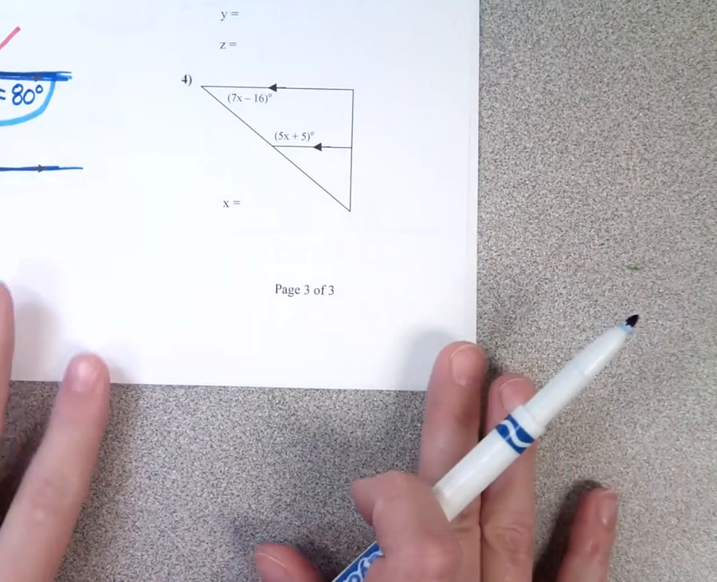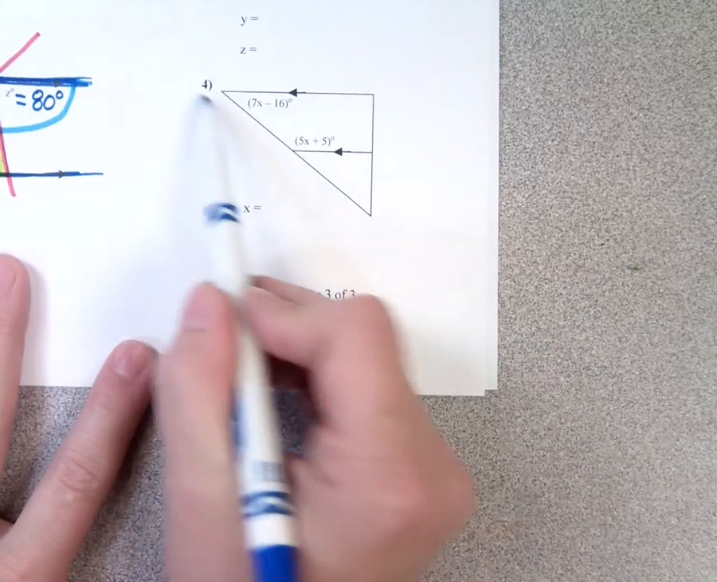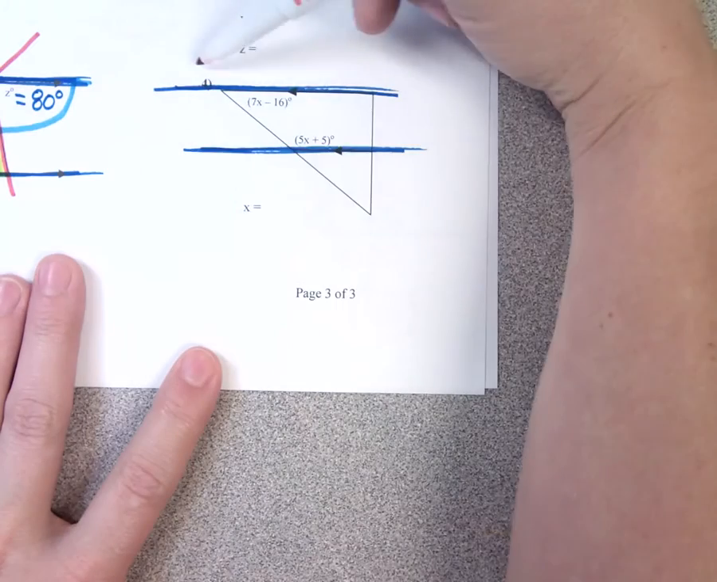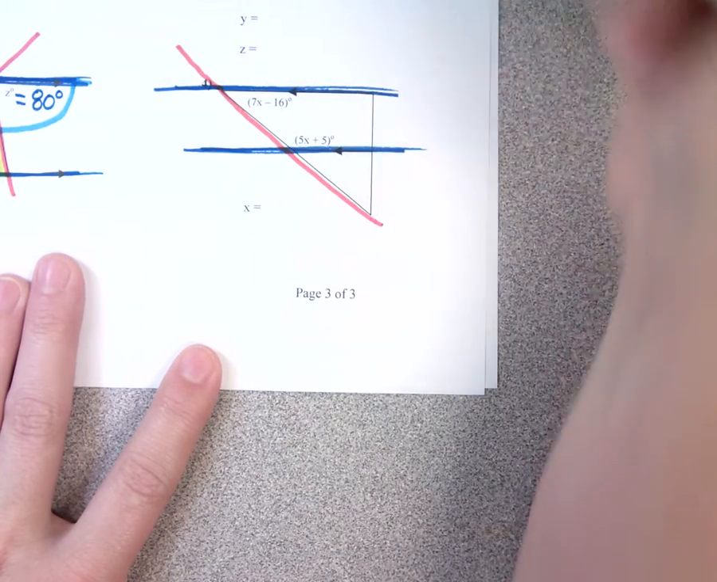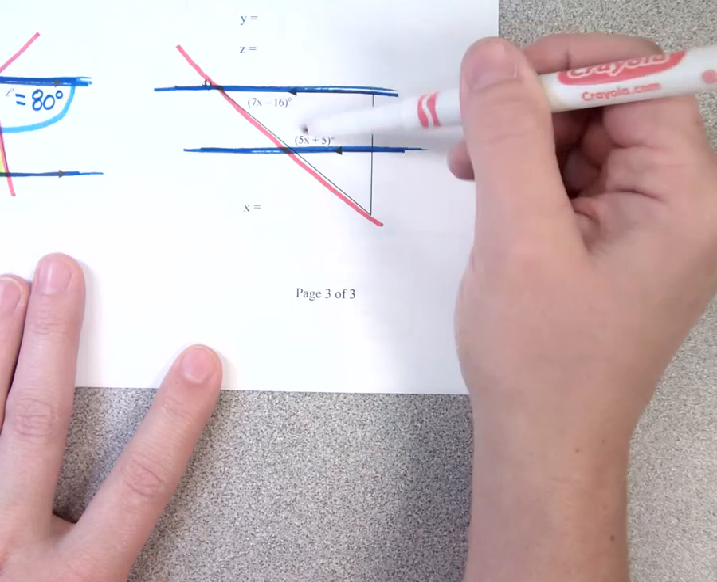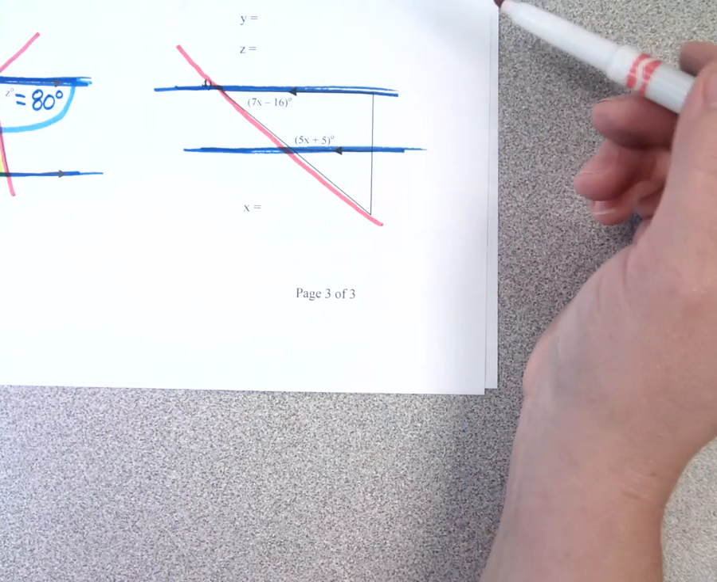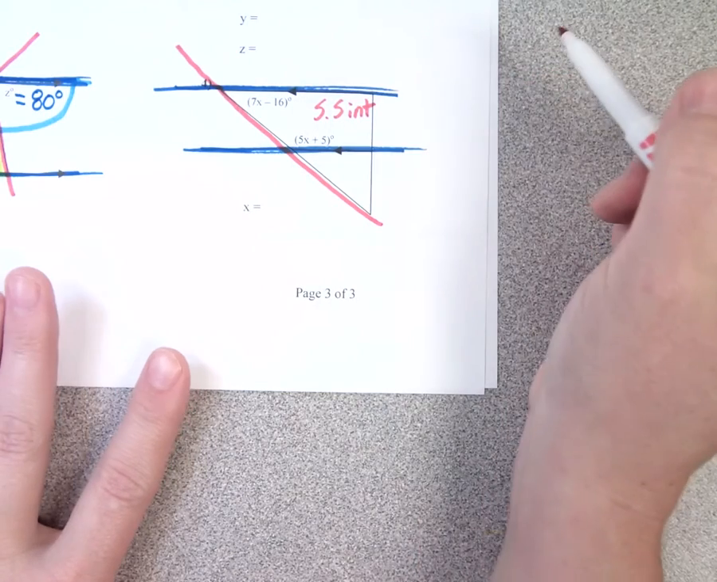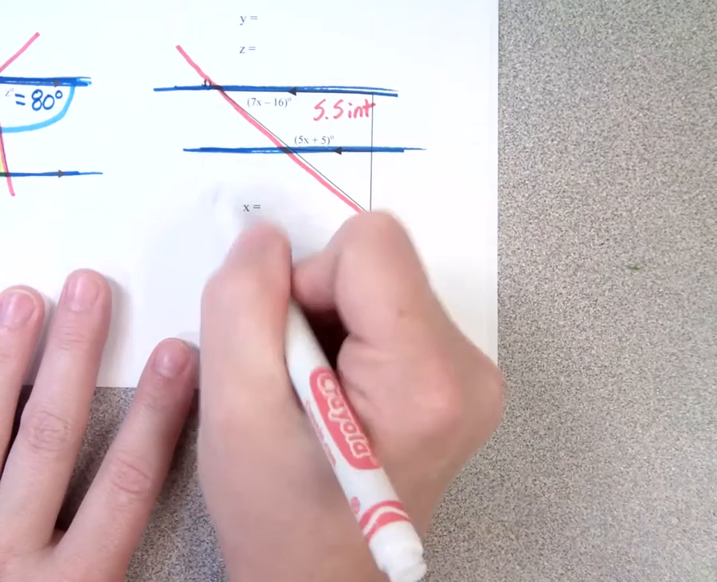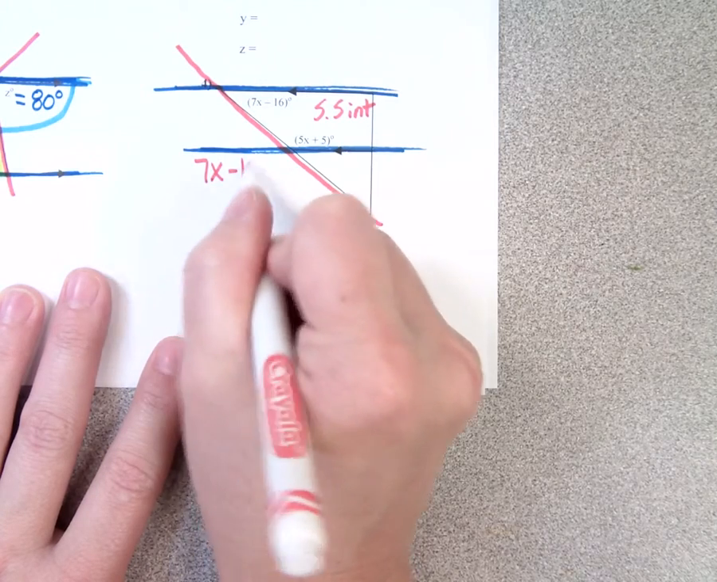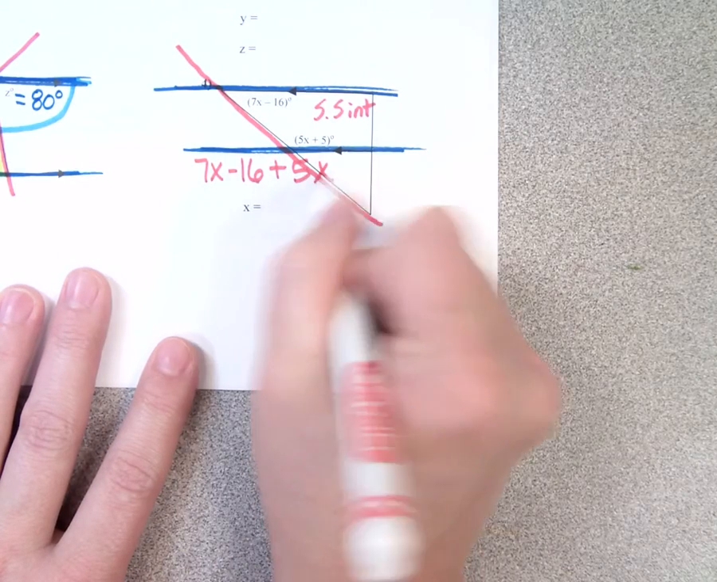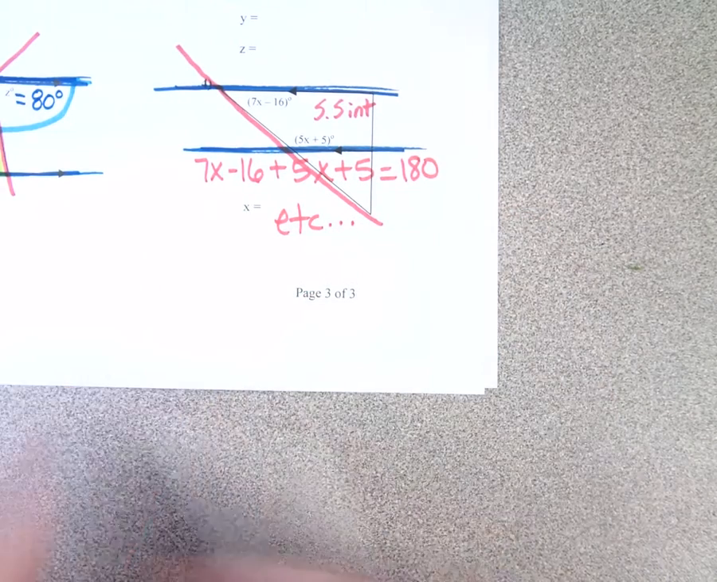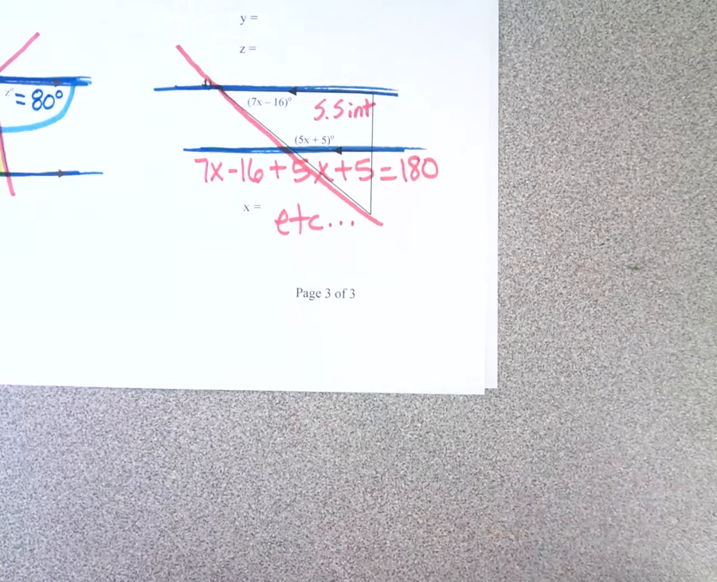Okay, I'm not going to do all of these here, but I just want to look at number 4, and then I think I'll backtrack to 1. So number 4, if I extend my parallel lines in blue, and I draw the transversal that cuts through them in red, do you know what kind of angles these 2 angles are? They're same side interior angles. So do I want them congruent or supplementary? Supplementary. I want them to add to be 180. So 7x minus 16 plus 5x plus 5 equals 180, etc. That's the equation you would solve. I'm just not going to do it.